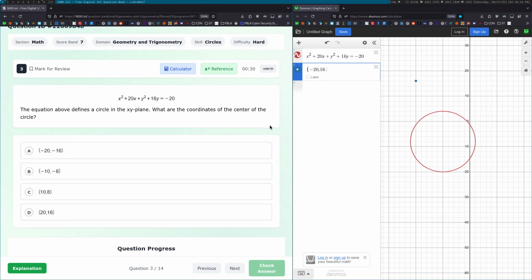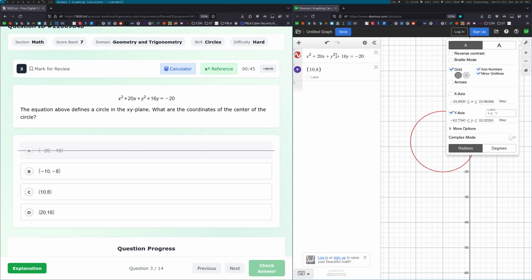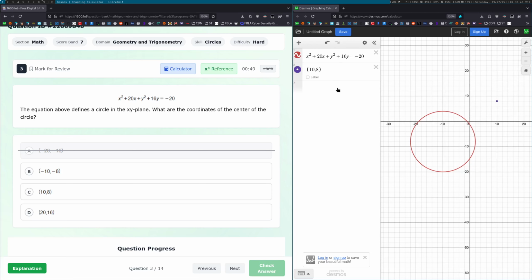That's obviously not it, right? You can extract that out if you're using that feature. Next one, negative 10, comma 8. Nope, that's not it either. 10, comma 8. And let me make sure I graph this right. Yeah, okay, we're good. And let me put this x-axis back. Make sure I didn't miss a sign here.